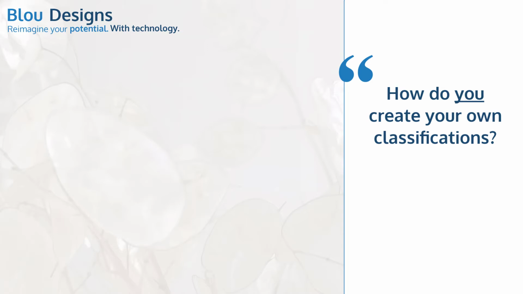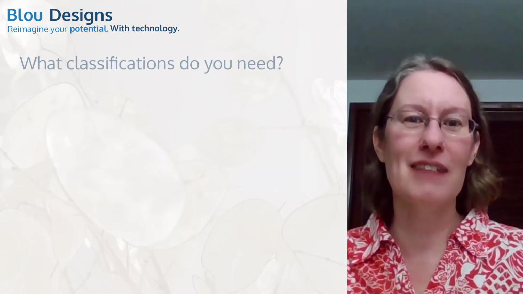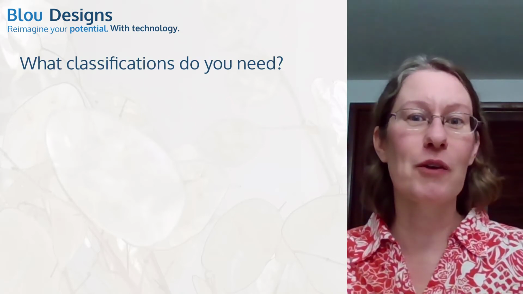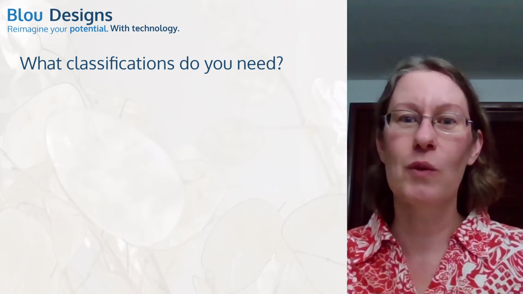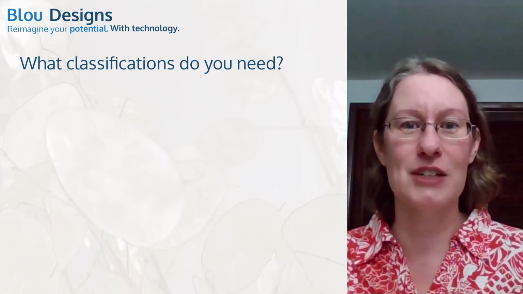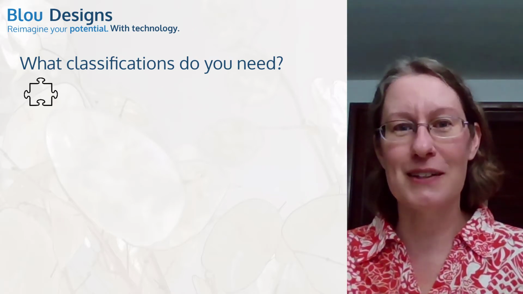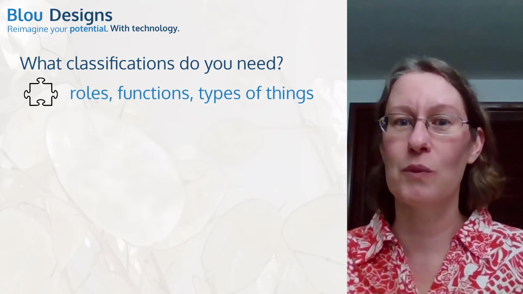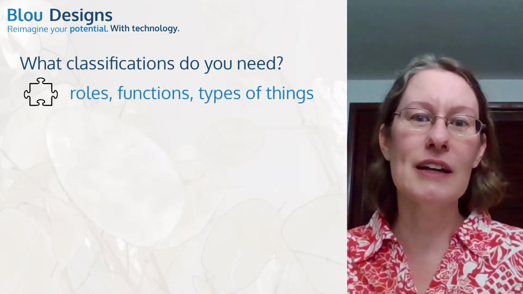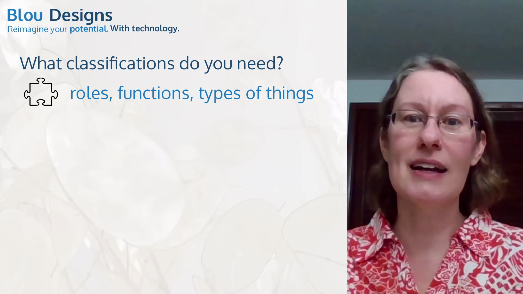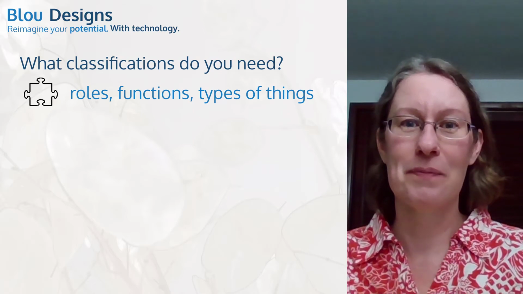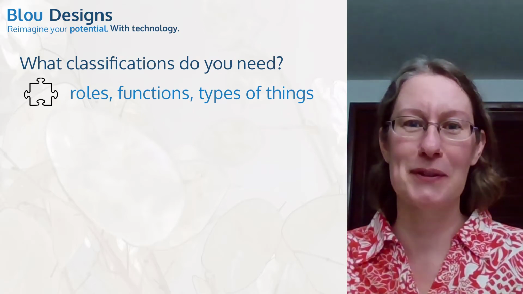But how do you do this for your situation? The first part is to figure out what classifications make sense for you and your business, which is a matter of knowing what labels or groupings will help you make decisions or take actions. Much like the puzzle, you'll reflect on the roles and functions and types of things you need to work with and see if working with them as a group or analyzing them as a group makes sense for what you want to do. But don't go nuts making up labels.